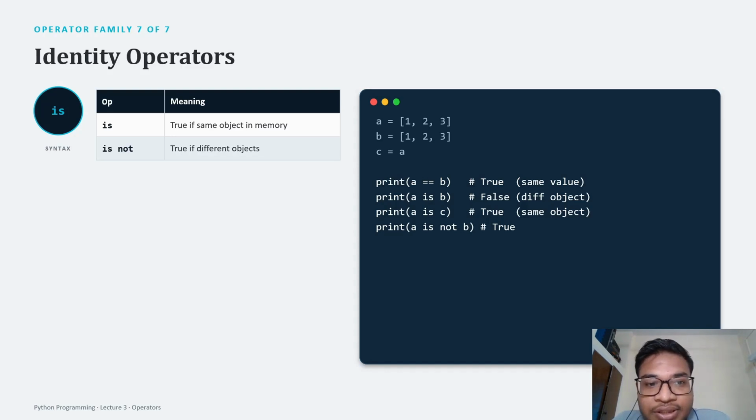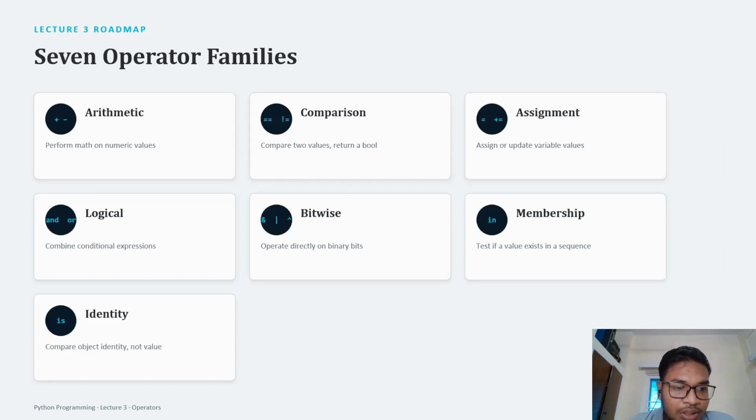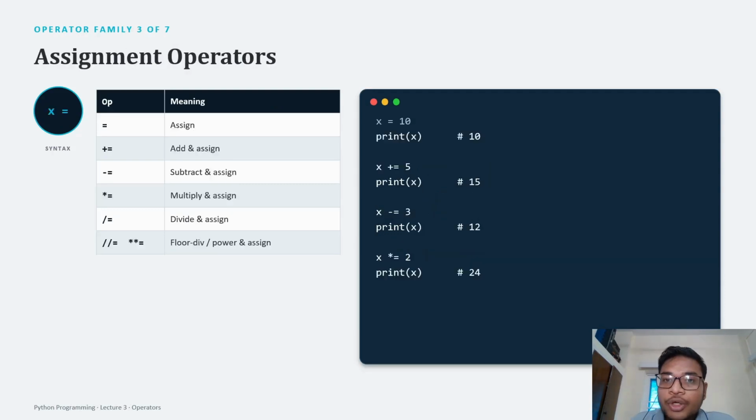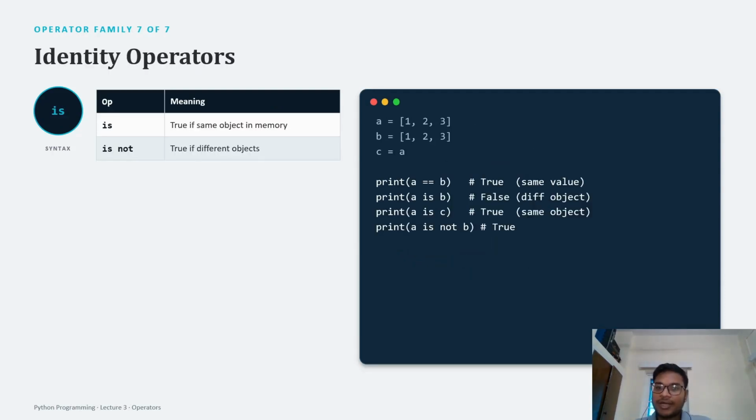So identity operators deal with the object location. Just see here, the identity operator compares only object identity, not its value. The value is the same, I know, but they deal with the object identity. Therefore, the result is false. And A is C is true, because both are assigned to the same memory location. Therefore, the value is true because it is the same object.